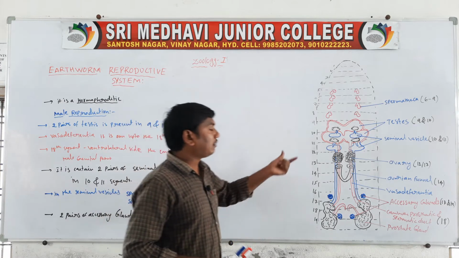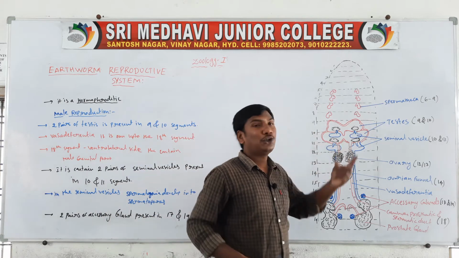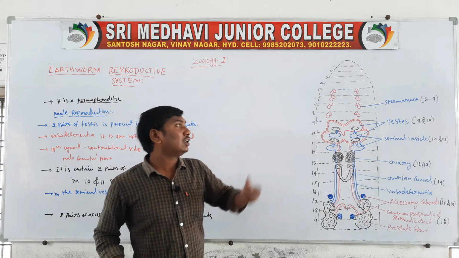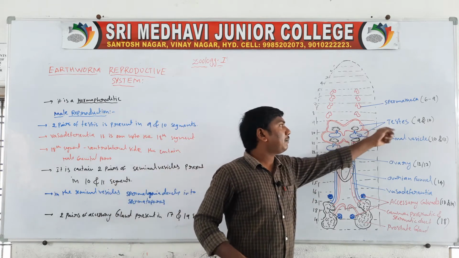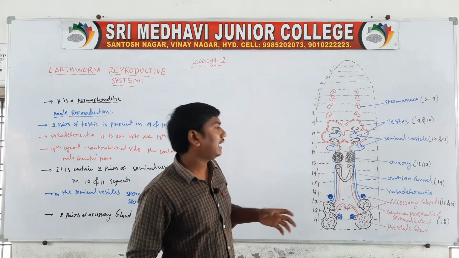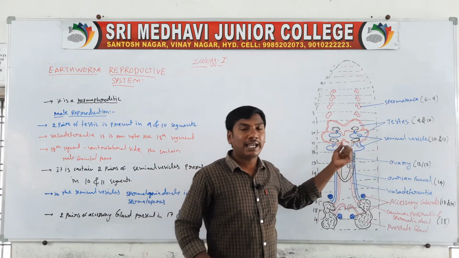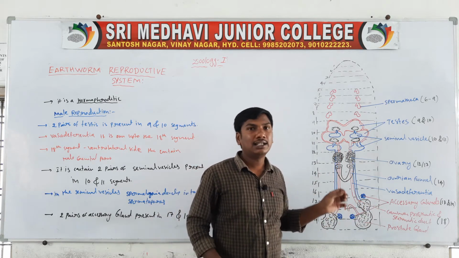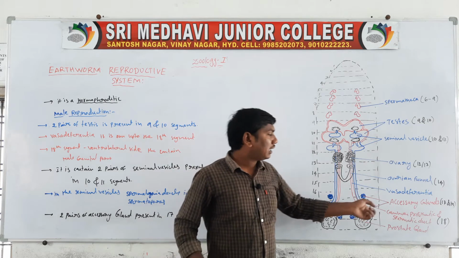To revise: the male reproductive system contains two pairs of testes, one pair in the 9th segment and one pair in the 10th segment. Next, the vasa deferentia arise from the testes and run up to the 18th segment, where they connect with the prostatic duct.